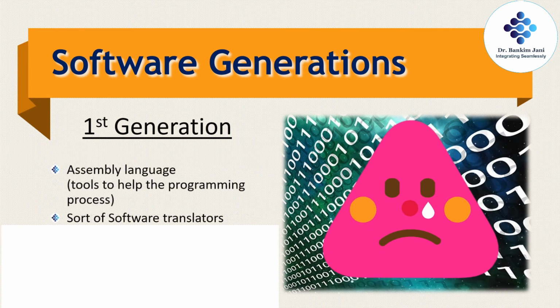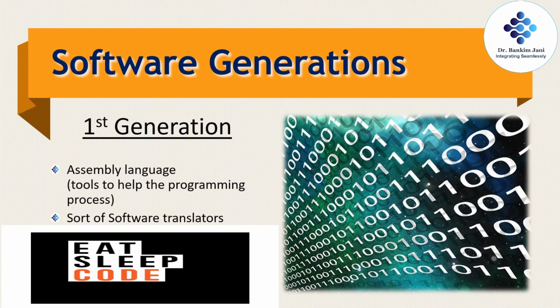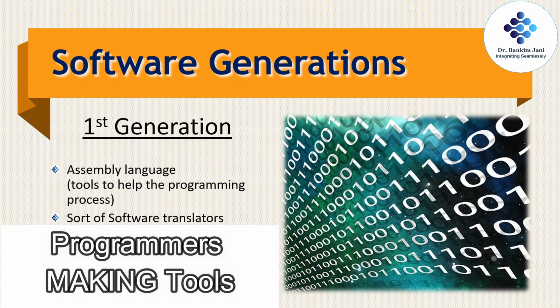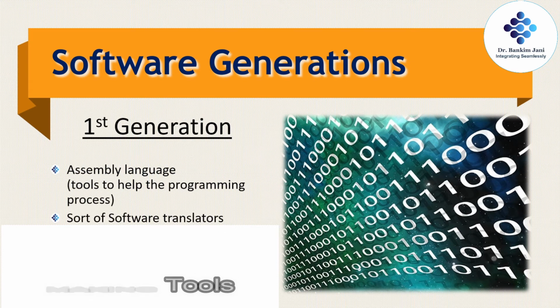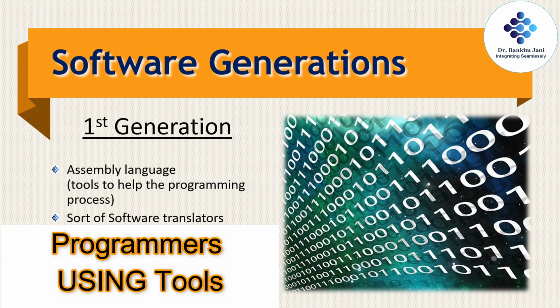But some programmers developed tools to help the programming process. So these tools helping the programming process were called assembly language. They were sort of software translators. They were like a buffer between programmer and hardware. So there were two types of programmers: programmers making tools, programmers using tools.